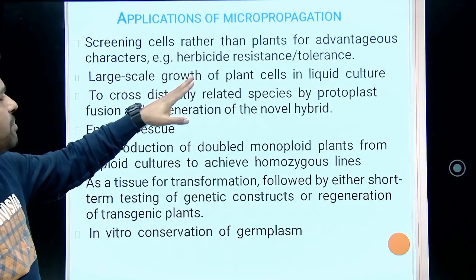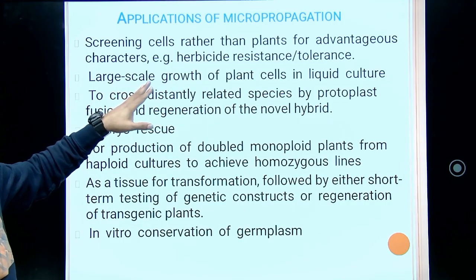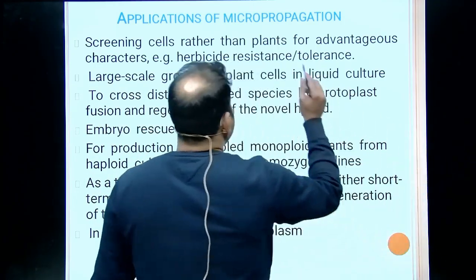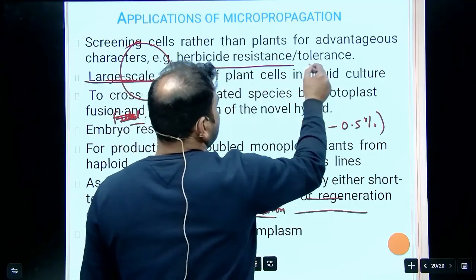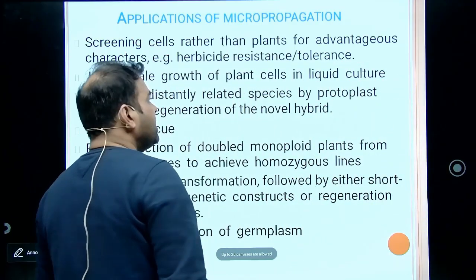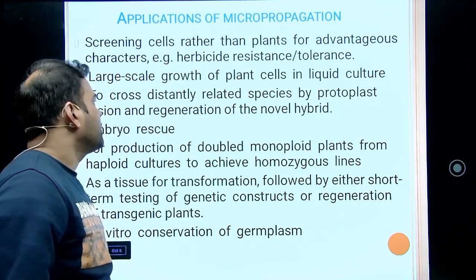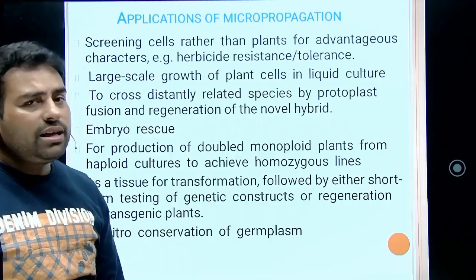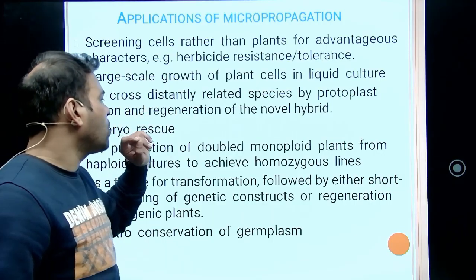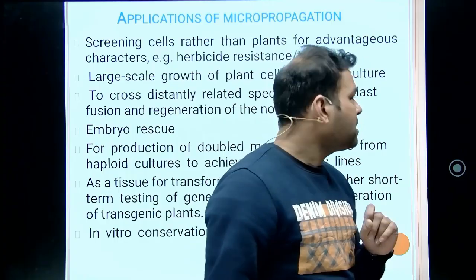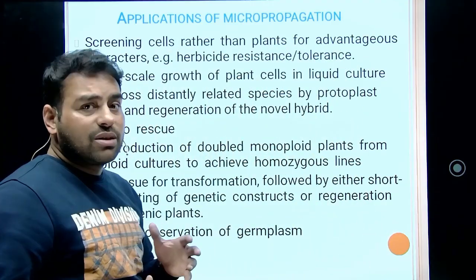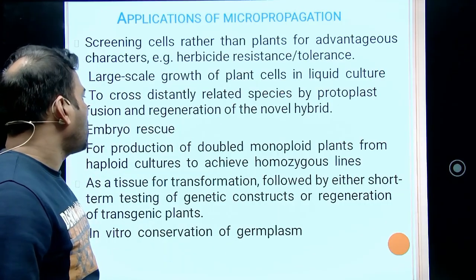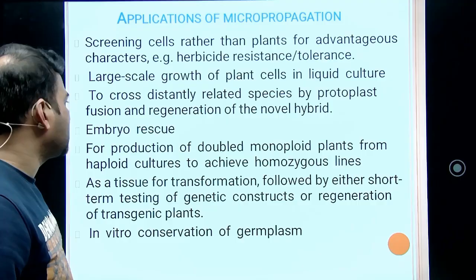Screening of cells rather than plants for advantageous characters, for example herbicide resistance. These studies we can do easily in lab conditions. We can do herbicide, bactericide or any other tolerance or resistance studies in the lab conditions. Large scale growth of plant cells in liquid culture. In liquid culture we can grow plants on a large scale. Also, to cross distantly related species by protoplast fusion.